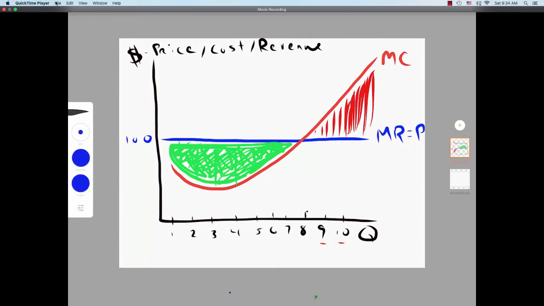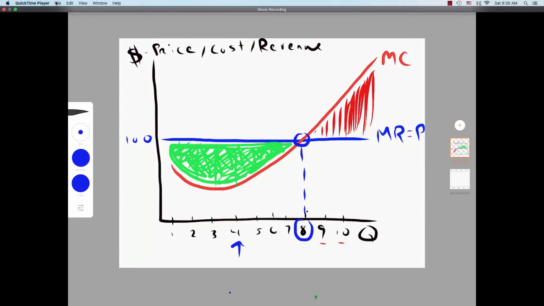The only place where you can be guaranteed of having made as much profit as you possibly can is right here at 8 units of output. And that is where marginal revenue equals marginal cost. There's no more profit to be gained. If you're to the left of 8, so if you're down here at 4, well, you can make more profit. You just need to increase your output.